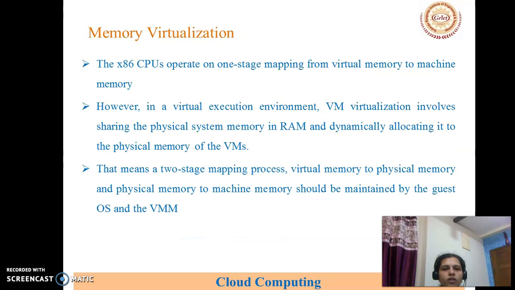Next is memory virtualization. The x86 CPUs operate on one-stage mapping from virtual memory to machine memory. However, in a virtual execution environment, virtualization involves sharing the physical system memory in RAM and dynamically allocating it to the physical memory of the virtual machines. That means a two-stage mapping process, virtual memory to physical memory and physical memory to machine memory, should be maintained by the guest OS as well as the virtual machine monitor.